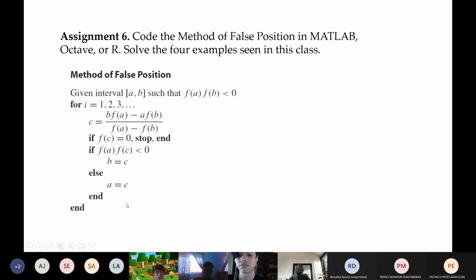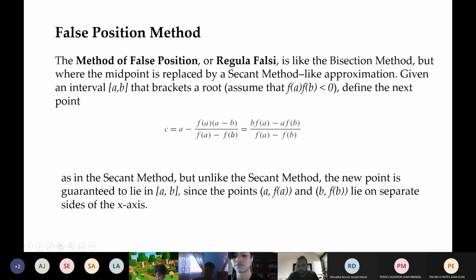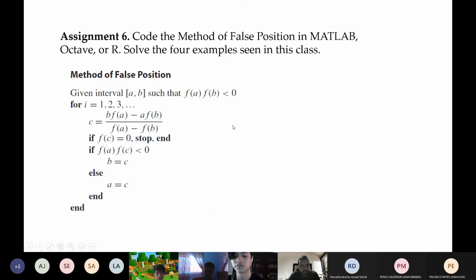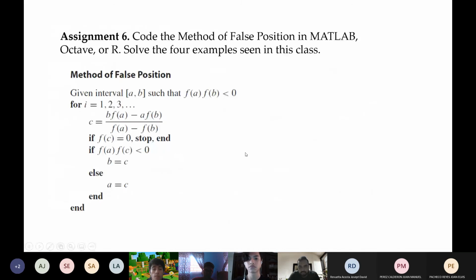So what I want you to do is, for the assignment number 6, to code the method of the false position in MATLAB, and then solve the 4 exercises that you have seen in the class. Okay? I won't do the exercise anymore, because I think the method is actually the same, which is, I put it here actually. These are the 4 exercises. But you're gonna do using this formula, okay? So, do you have any question about your new assignment?